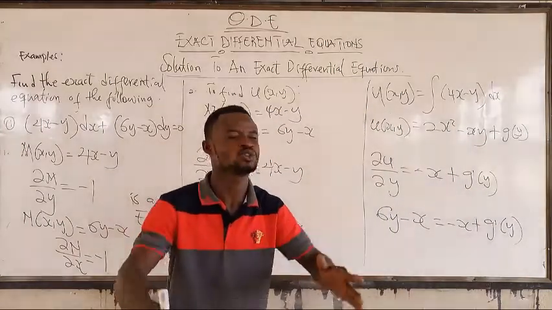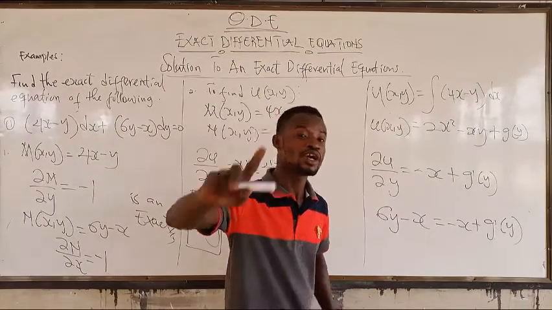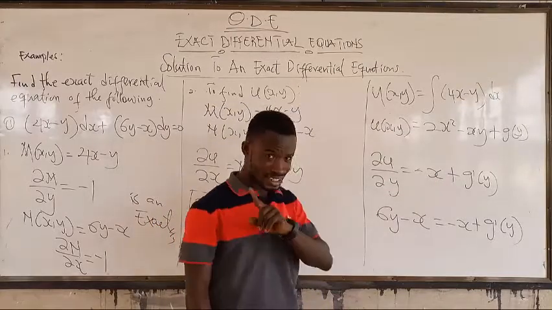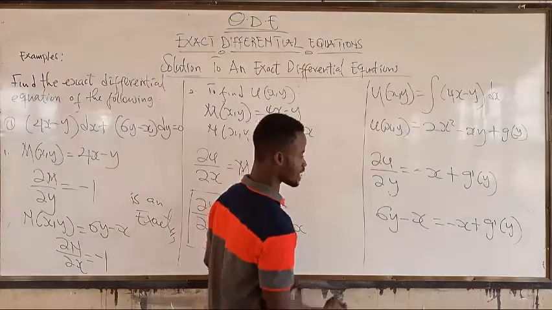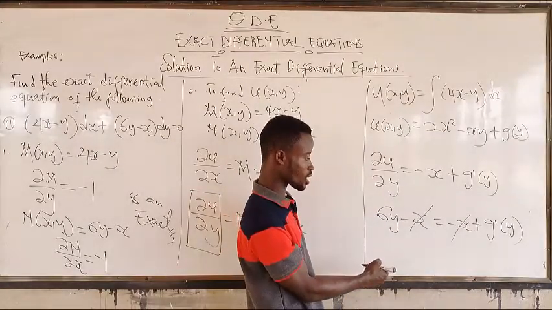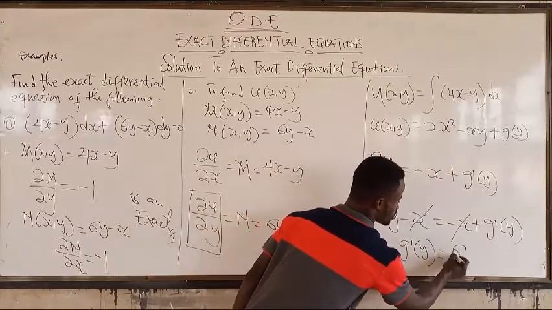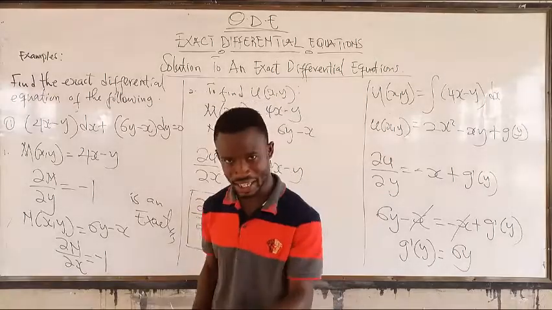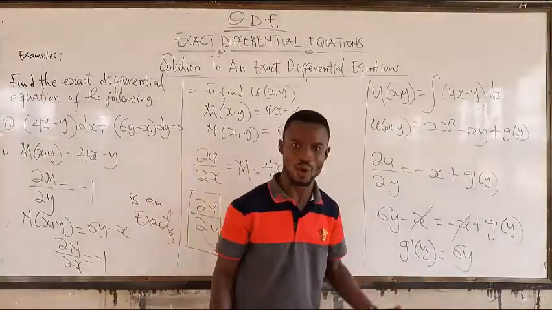And no matter what, something will cancel out here. If you equate this to this and nothing is cancelled out, please go back and recheck your work. So here you can see that this will cancel this, because when this comes here, you get minus x plus that. So that one will cancel. So we are going to get finally g prime of y is going to be equal to 6y. That is why, go and check the fourth step. That is why the fourth step is directing you to find g prime of y.